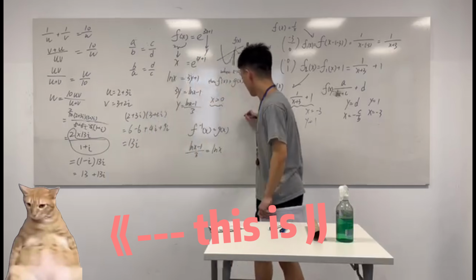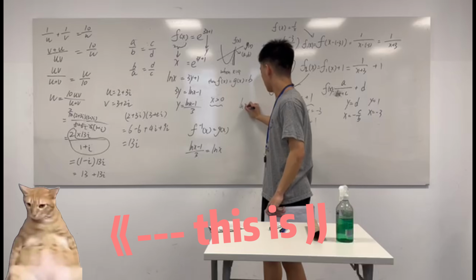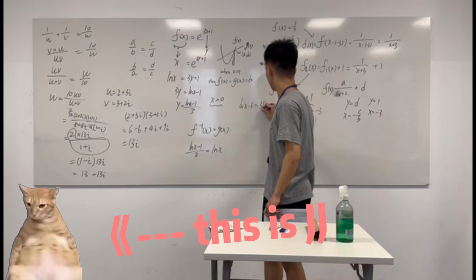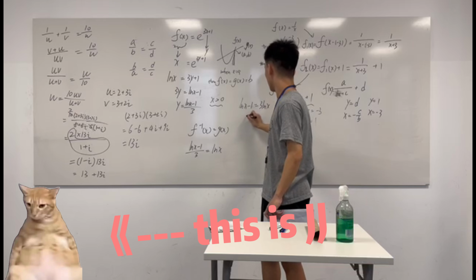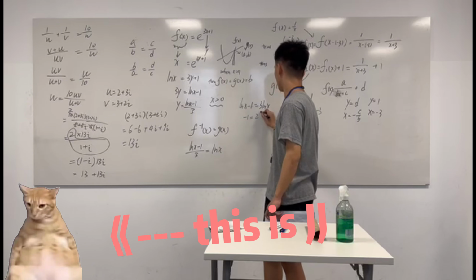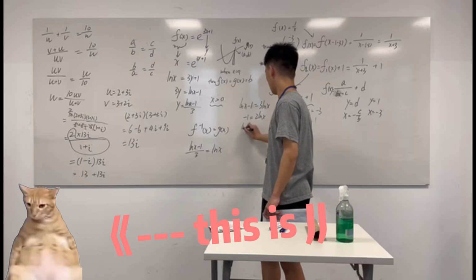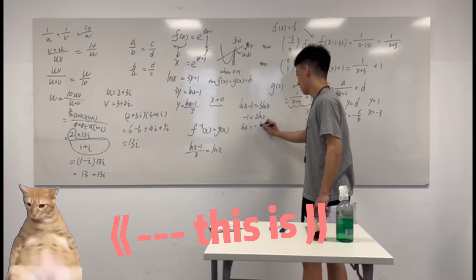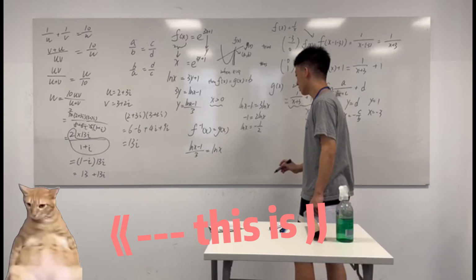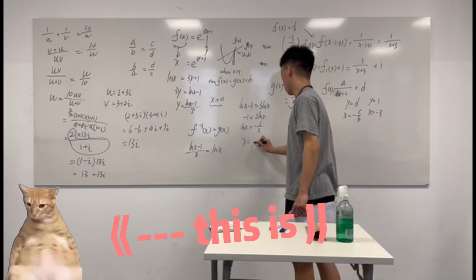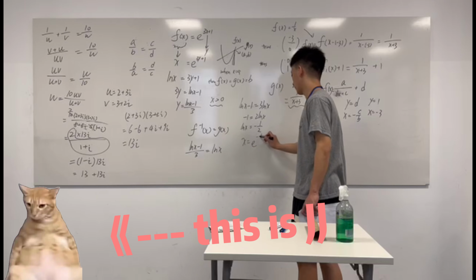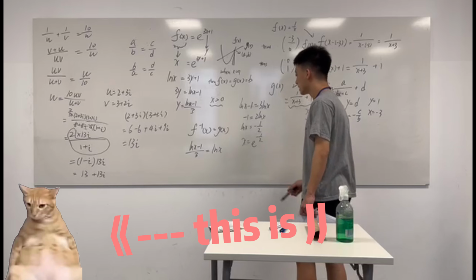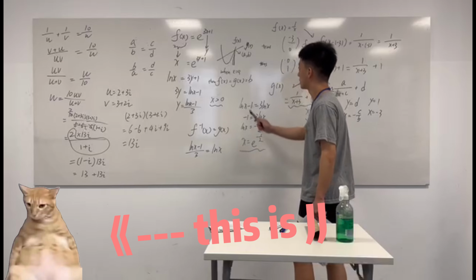Then continue. ln x minus 1 equals 3 ln x. Therefore, negative 1 equal to 2 ln x. ln x is equal to negative 1 over 2. Therefore, x is equal to e to the power of negative 1 over 2. Then we get the x coordinate of the intersection.